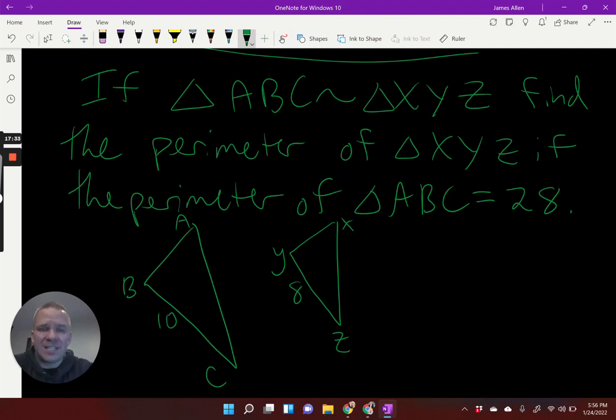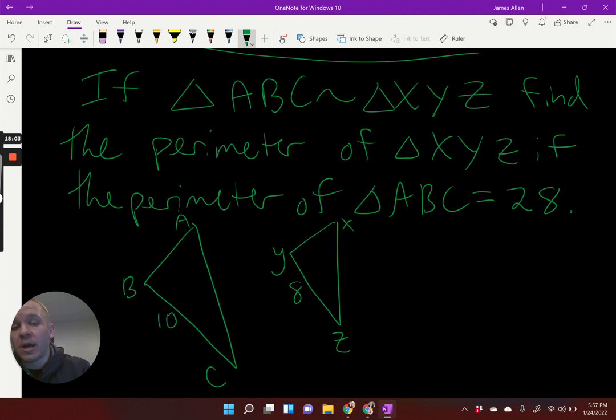If triangle ABC is similar to triangle XYZ, find the perimeter of triangle XYZ if the perimeter of triangle ABC is 28. All right, so interesting. All we've got are 2 sides and a perimeter. But if I do recall, we learned something pretty dope in class. If my triangles are similar, then their sides are proportional, and so are their perimeters.